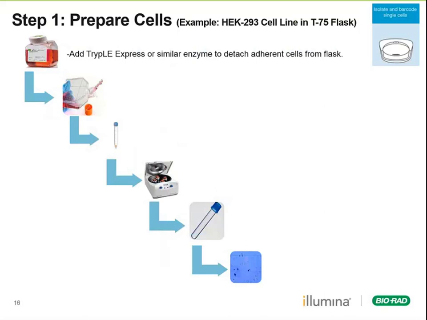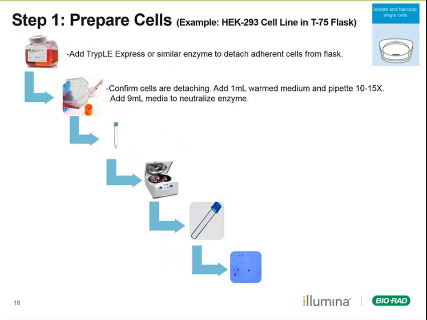So we have cells on a flask at this point. We're going to remove the culture media and add an enzyme that will detach the adherent cells from the flask. We're going to visually confirm we see the cells detaching, and then we can add 1 ml of warmed medium and pipette 10 to 15 times. This is going to help break up the cell clump so we start getting into a single cell suspension.